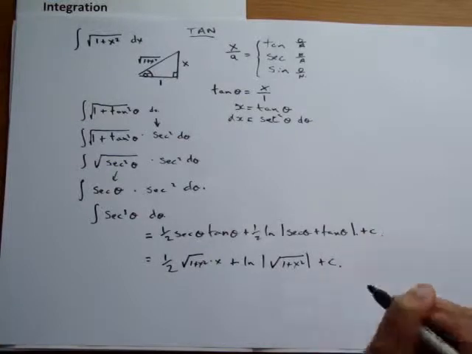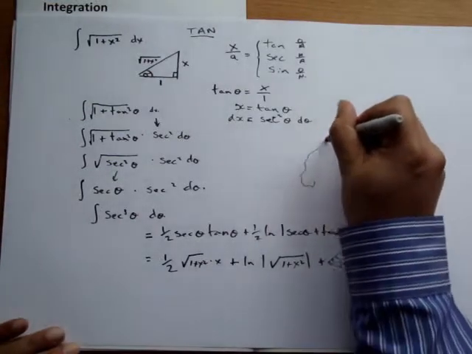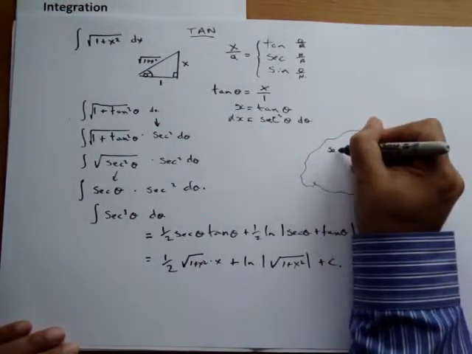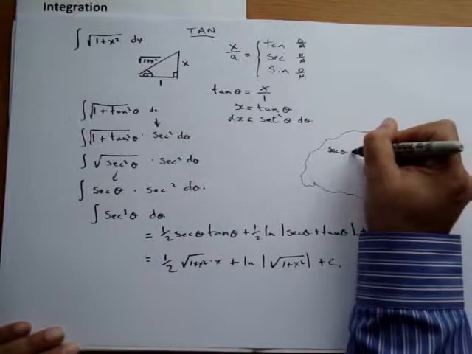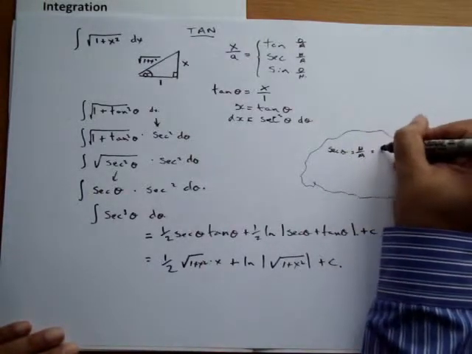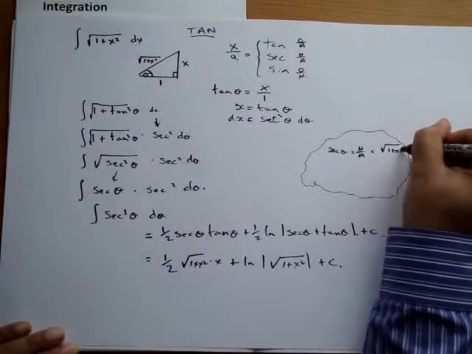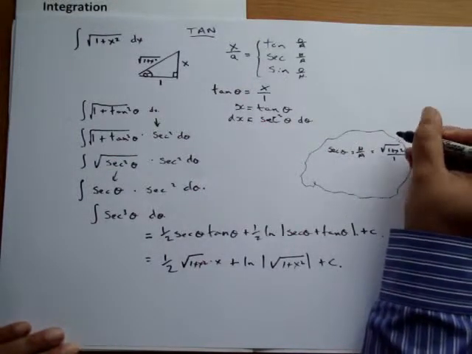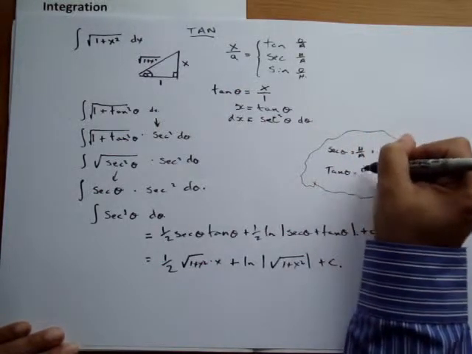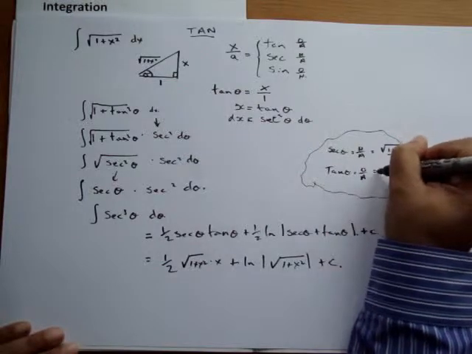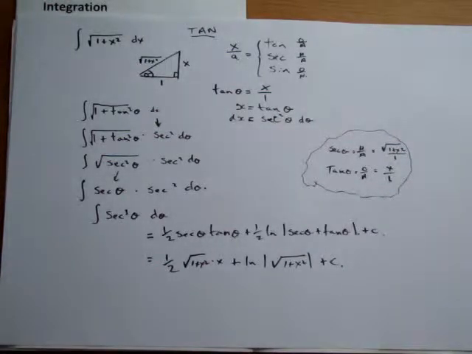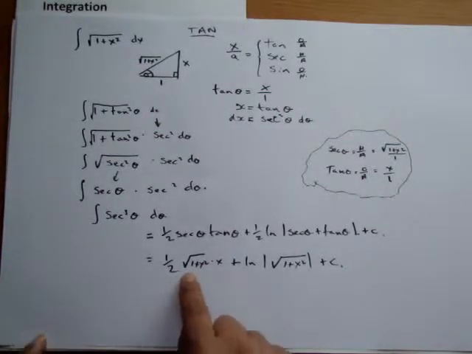plus c. Just an aside on this transformation, let's just do a bubble. So sec theta equals h over a, which is the square root of 1 plus x squared over 1, and tan theta equals opposite over adjacent, which equals x over 1. And that's where we get these values from.